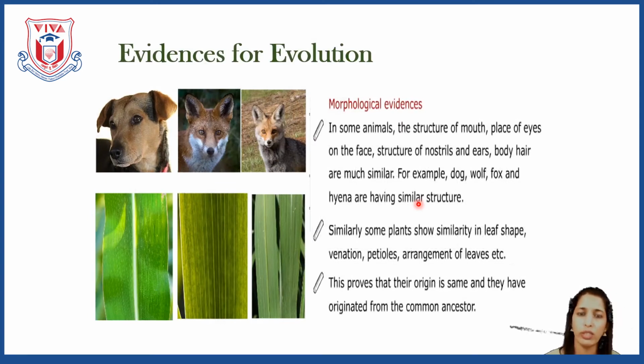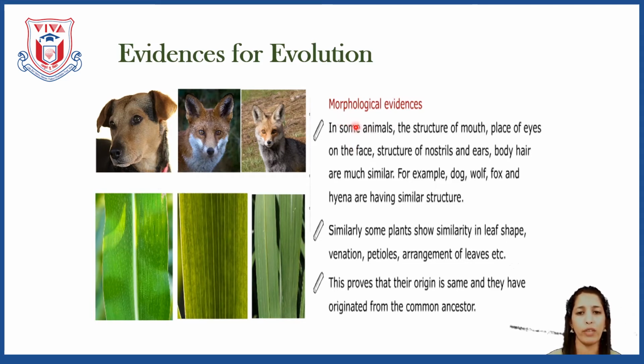So the first evidence is the morphological evidence. If you see this picture, the first picture you can see here is a dog, a wolf and a hyena. What are the similarities you find in them? You can see the face structure, the structure of their eyes, the nostrils, the ears, and the overall face, right? Morphology is the physical appearance, how you look externally.